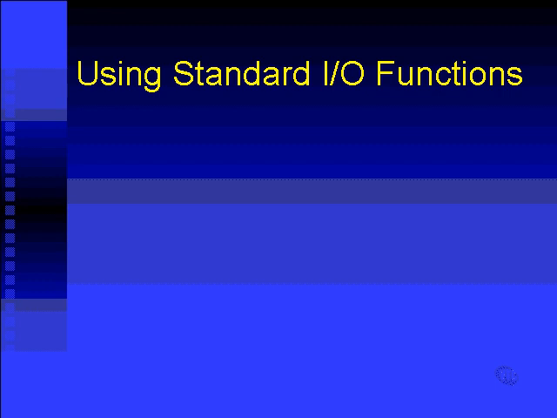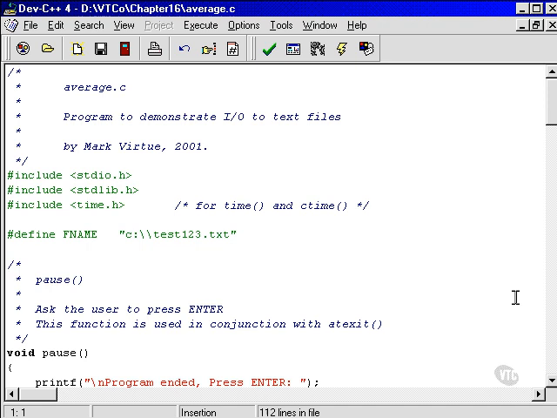Let's look at some examples of the standard I/O file functions. This is average.c. It is a working program. I have completed it because it actually takes quite a while to write these programs, and I didn't want to waste your time while I wrote it. So what I'll do is walk you through it and show you the important and relevant parts to it. Let's have a look.